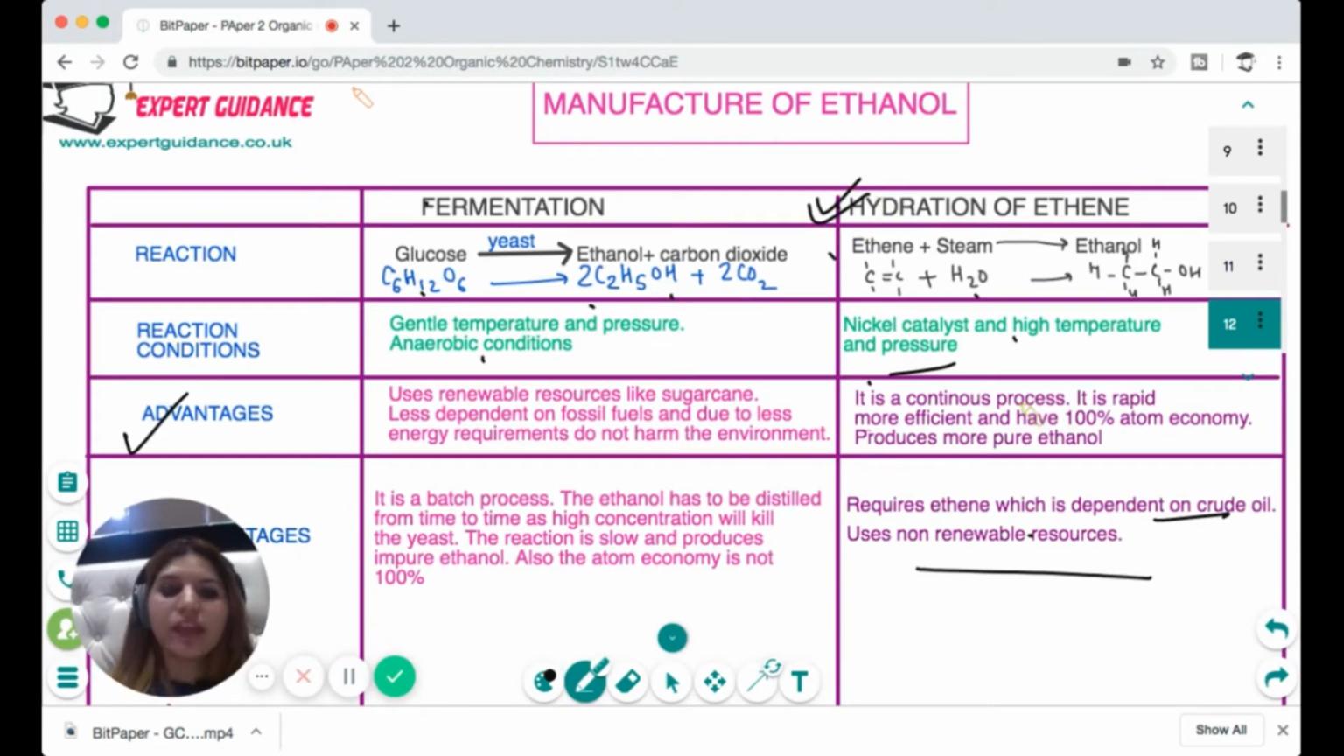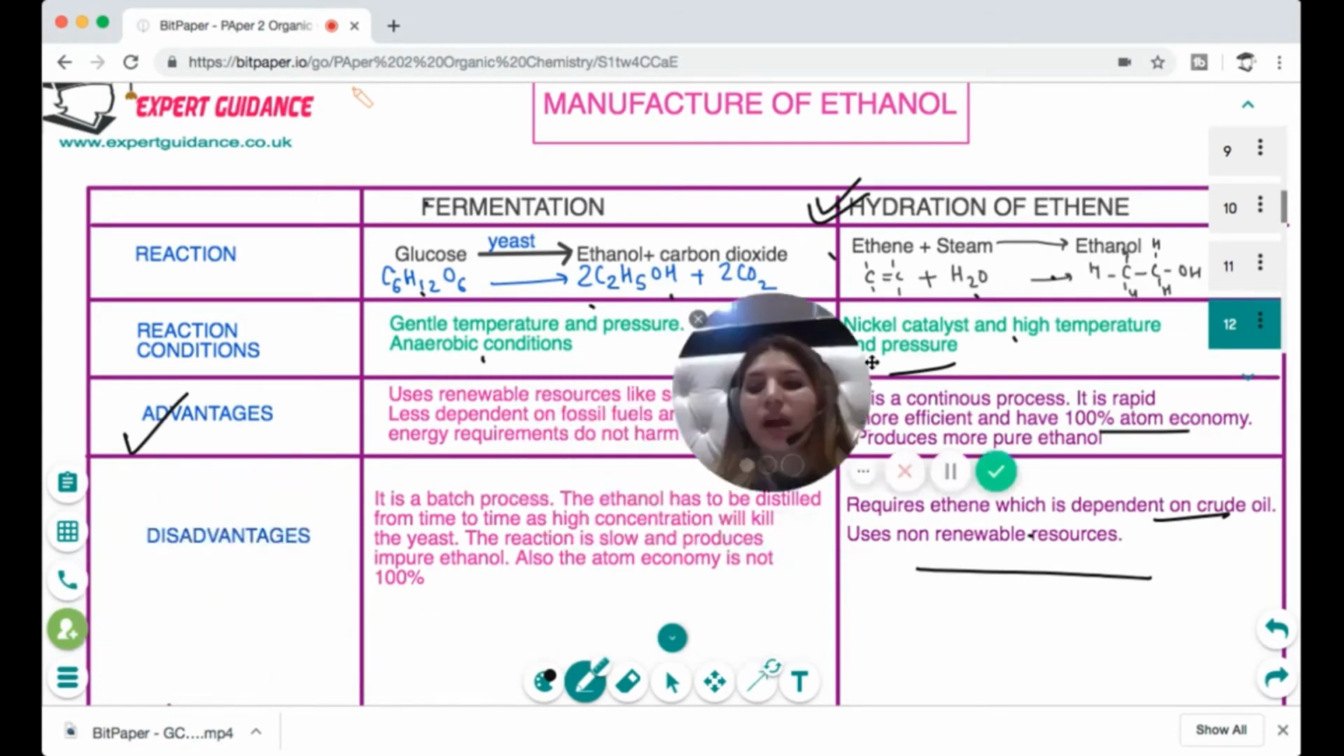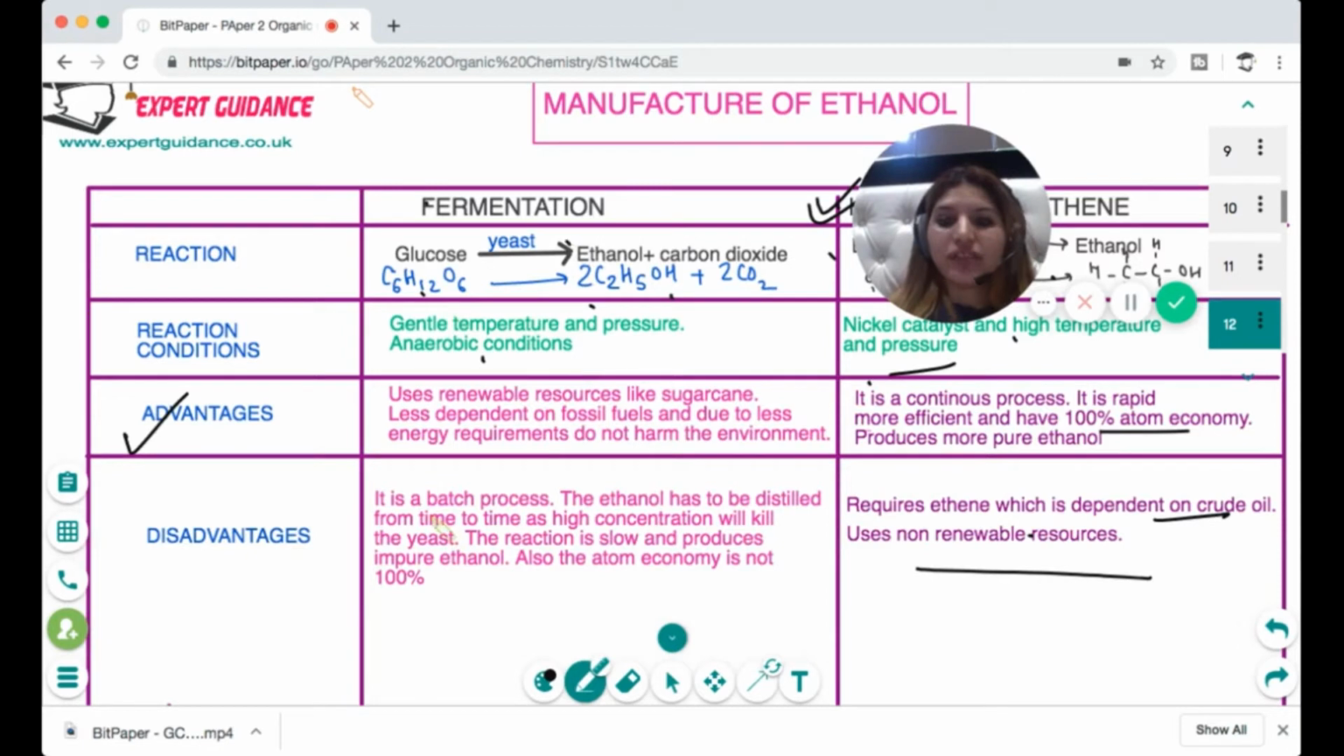It is rapid, more efficient, makes more pure ethanol, and since it is the only product, it has 100% atom economy because it has no side products. On the other hand, fermentation is a batch process. You cannot keep the reaction going because as soon as the alcohol concentration increases, it will kill the yeast. So you need to make a certain quantity of alcohol, distill it off, and then do the reaction again. So the reaction is slow, produces impure ethanol, and the atom economy is not 100%.